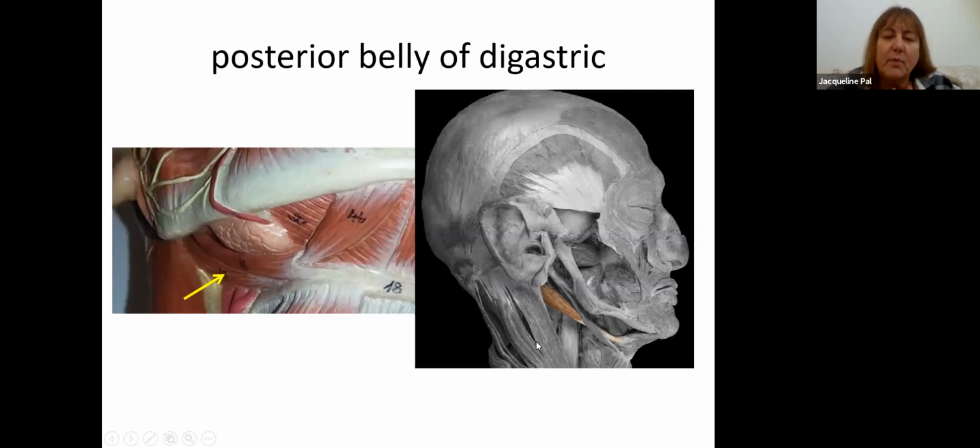Now, what I want to point out is, look at the cadaver picture, do you notice if this is the anterior belly and that's the posterior belly, that there actually is a muscle that crosses between the two? So anterior belly, posterior belly, and there's a muscle going posteriorly that's between the two bellies of the digastric.